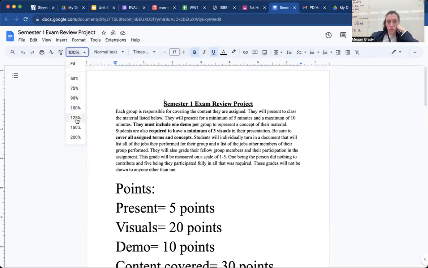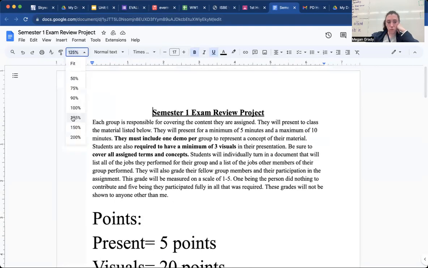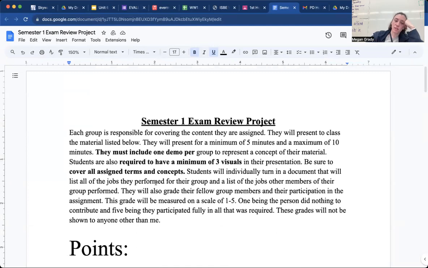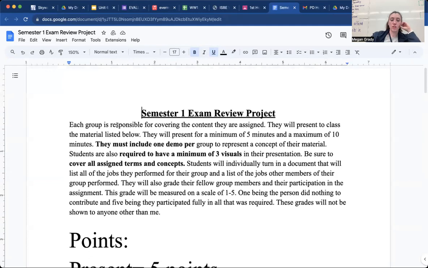So let me zoom in a bit more. Okay, perfect. It says each group is responsible for covering the content they are assigned. So you should be in a group. Make sure you know who your group members are. If you need to know who your group members are, you should have a spreadsheet up on Google Classroom for you to look at.